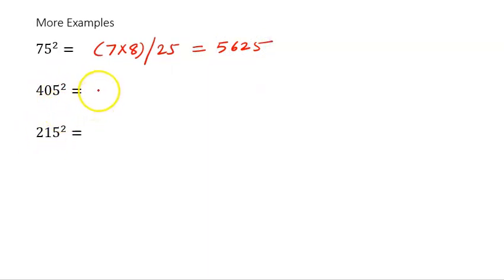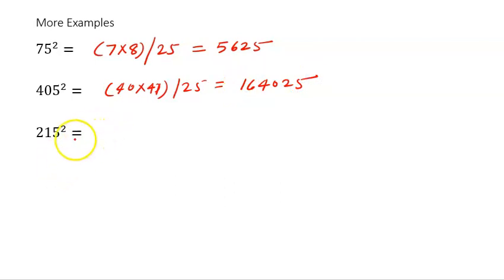Here we have to find 405 square, so I will write 40 into 41, that is the left hand side, right? And the right hand side will be 25. Very simple. So 40 into 41 will be how much? 40 into 40 will be 1600, and then plus 40, so it will be 1640 and then 25.